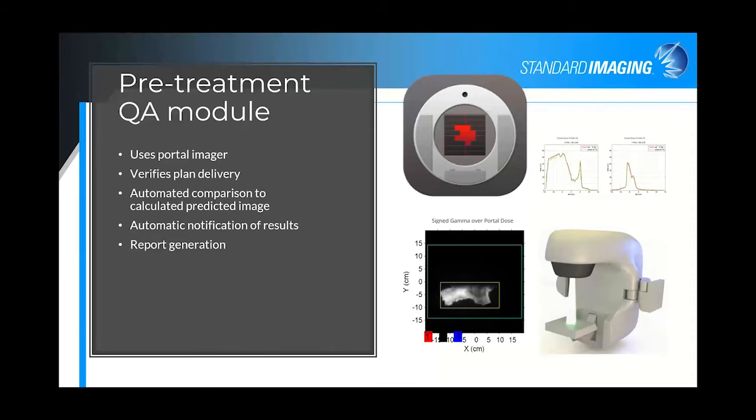So the pre-treatment module uses the portal imager, verifies plan delivery, and then has an automated comparison to calculated predicted images, automated notification of the results, and report generation. And so as you can see here in the diagram, it's just a direct portal image measurement.